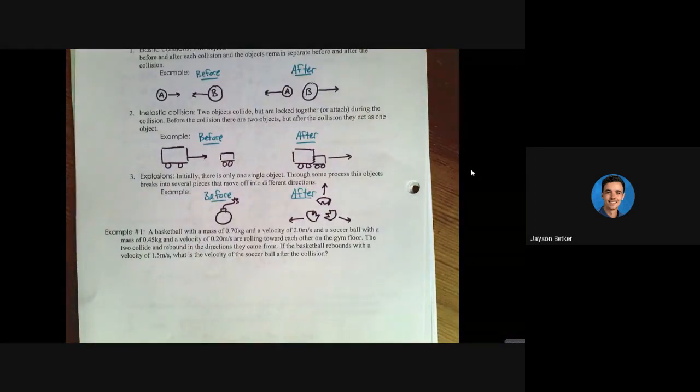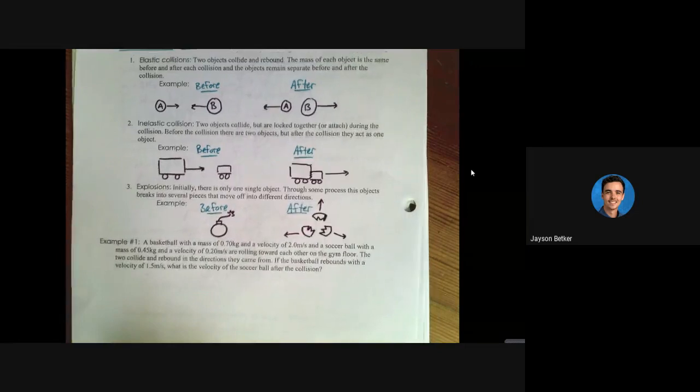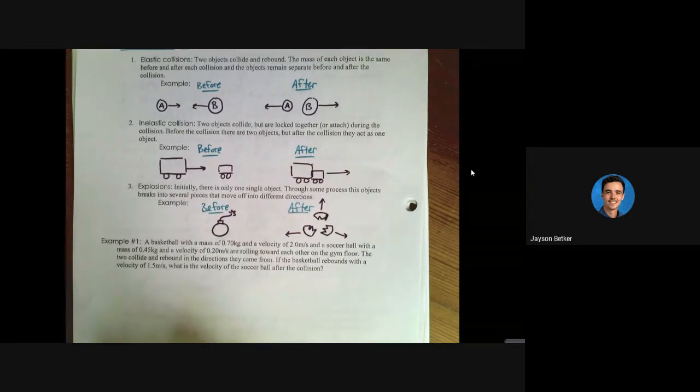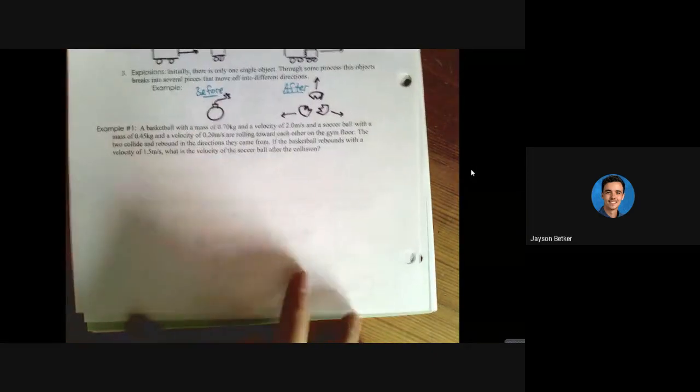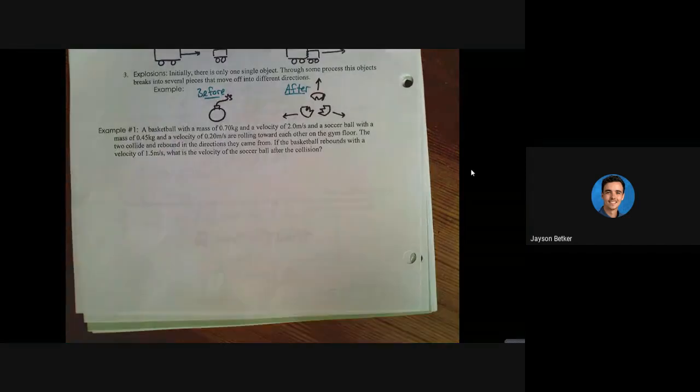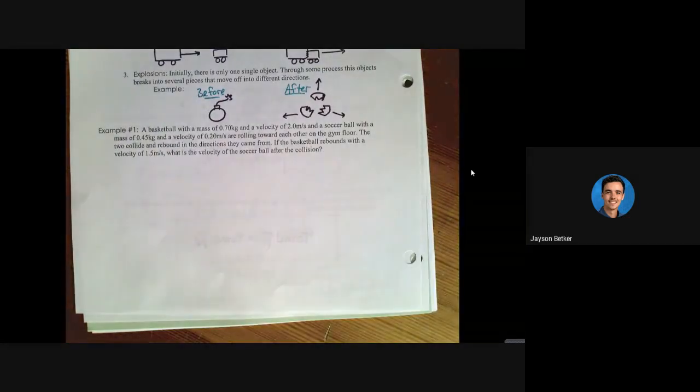Okay, so first off, elastic, no sticking together at all. Second, inelastic, objects start off as 2 and end up as 1. And then third, explosions, objects start off as 1 and end up as 2 or more. So we are just about there. We're going to do 2 examples together, and then I'll get you to work on the practice problems on your own if you haven't already gotten there yet.